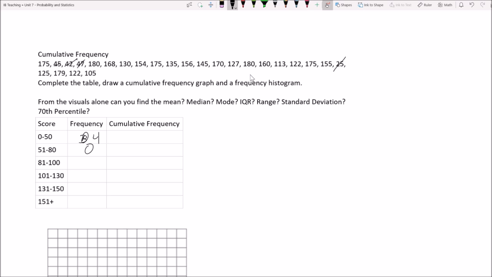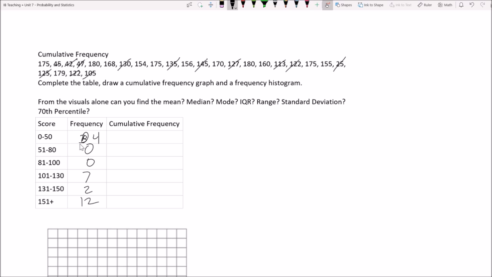81 to 100. Are there any scores from 81 to 100? I'm looking for 2-digit numbers, and I'm not seeing them. 101 to 130. So 101 to 130. So I'm going to have 1, 2, 3, 4, 5, 6, 7. How many scores from 131 to 150? So 1, 2. And then I guess the rest of them are 151 or greater. So 1, 2, 3, 4, 5, 6, 7, 8, 9, 10, 11, 12. Okay? And maybe these are like scoring bands for an IB assessment or something.